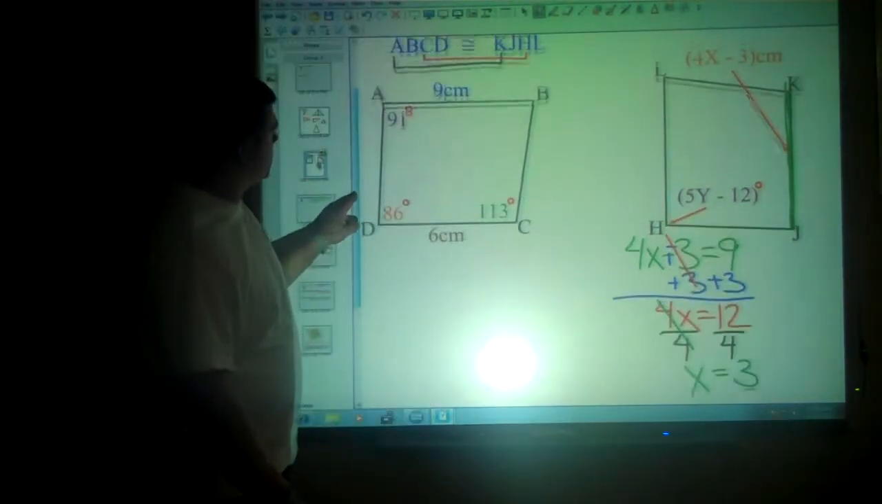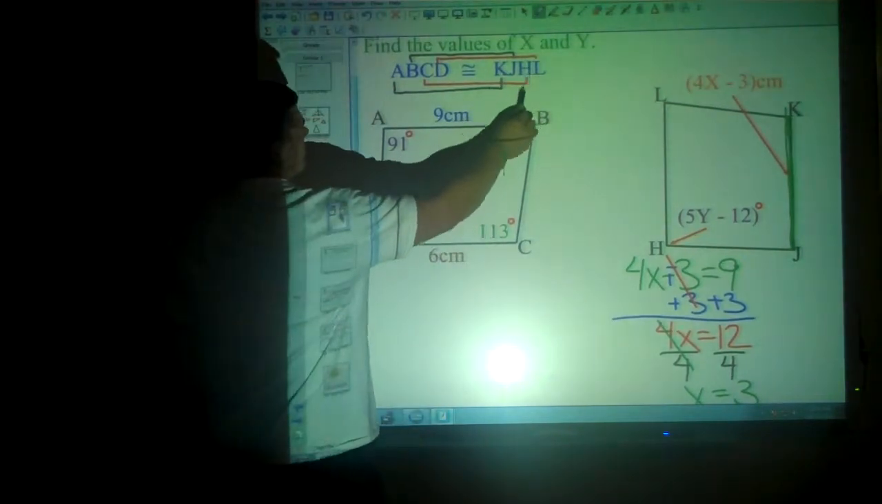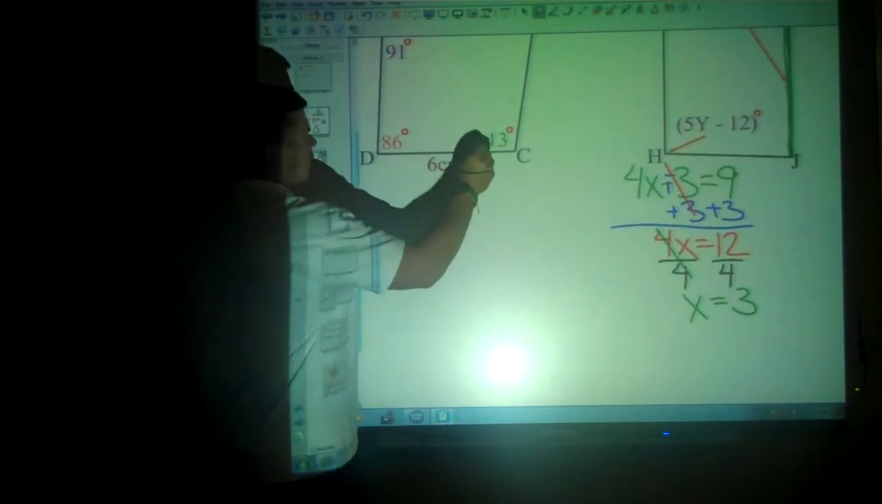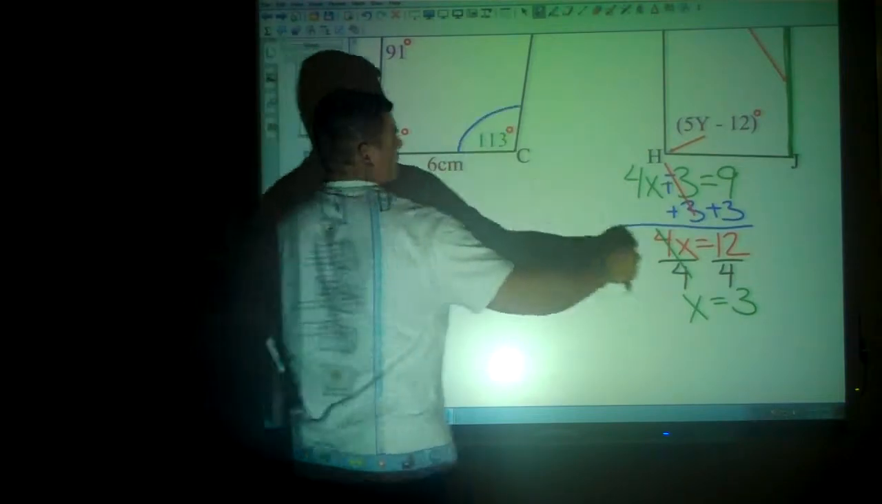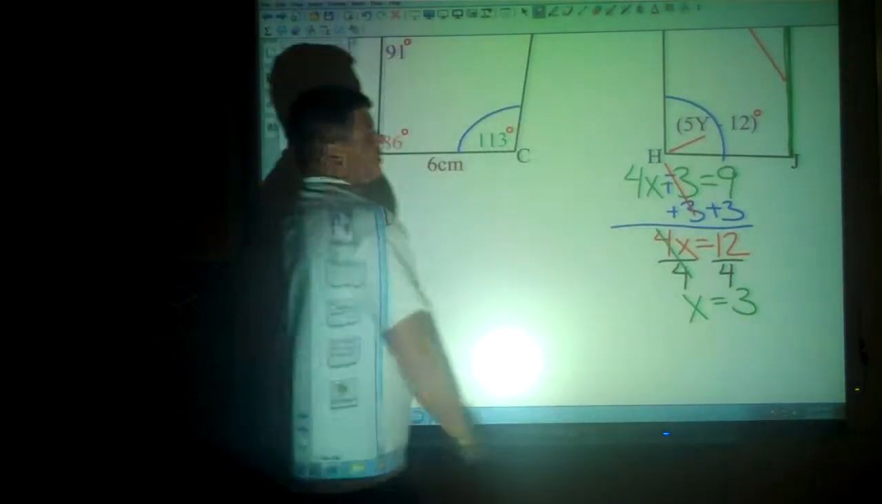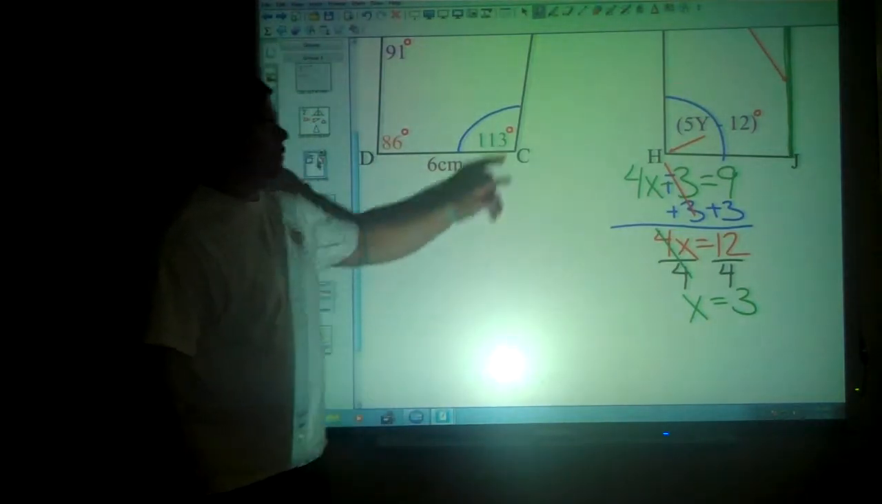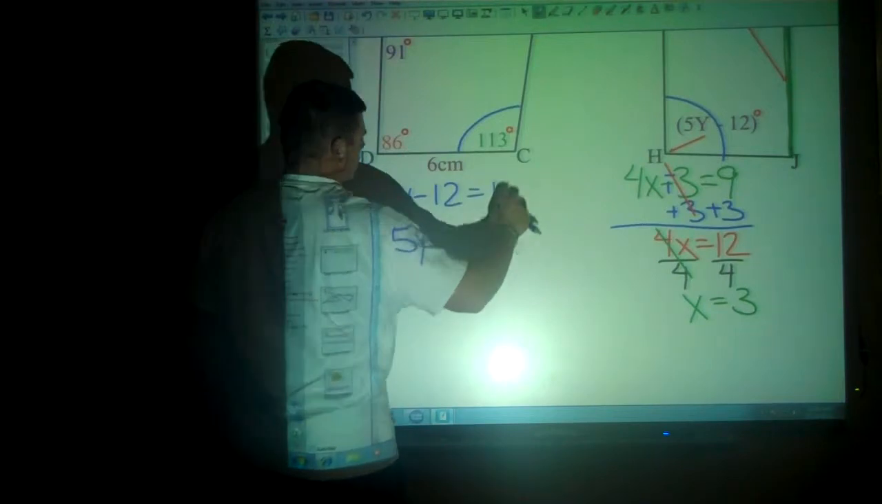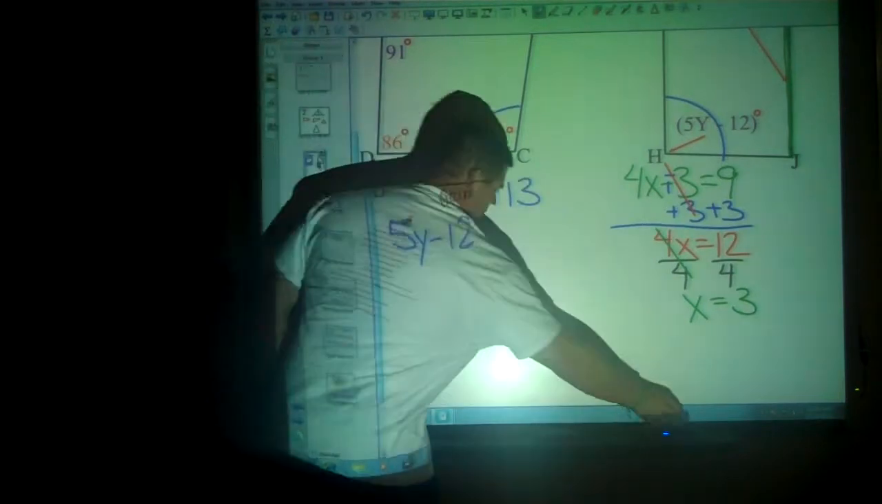Over here, we've got an angle at H. So we look at our congruency statement, and H is in the exact same location as C. Since it's in the same location as C, that means this 113 degrees here is the exact same as here. They are equal to each other. So 5y minus 12 is going to equal 113.